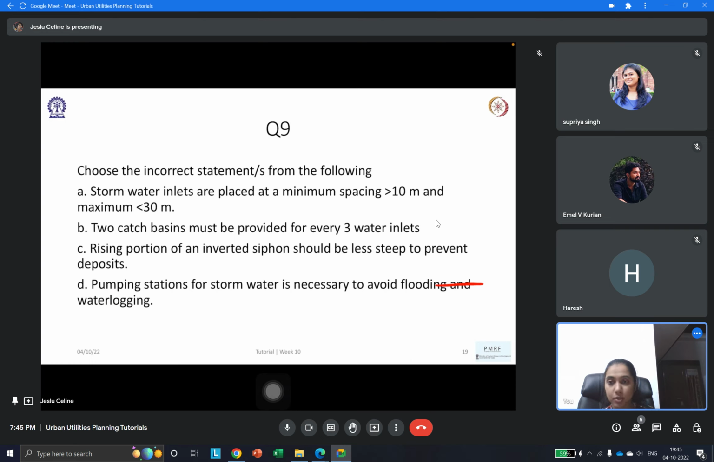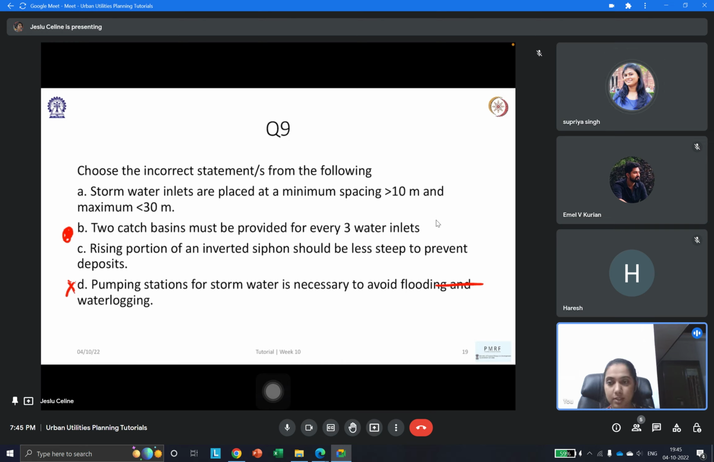So, any guesses on which is the answer for this? D is incorrect. Pumping stations of stormwater is necessary to avoid flooding and waterlogging. So that is incorrect. Okay.